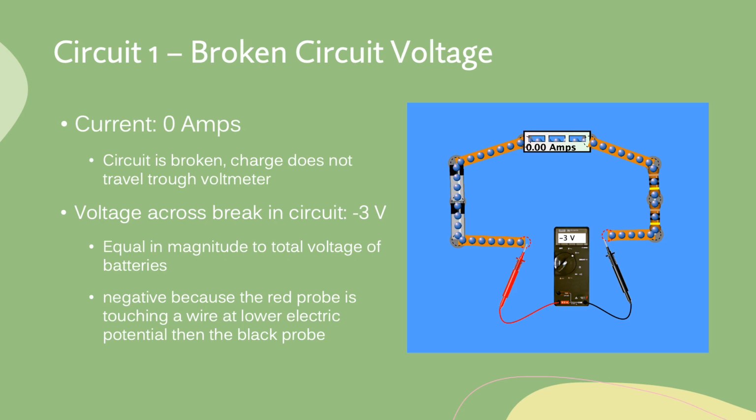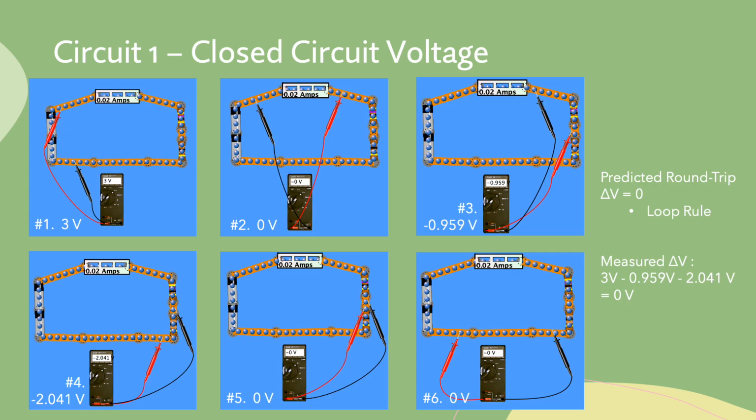The reading is negative because the red probe is touching a wire at lower electric potential than the black probe. Next, the break in the circuit was closed with a wire, and the voltage was measured at different locations in the circuit, as shown in the series of photos. The predicted round-trip value for the potential difference is 0 due to the loop rule. Once the voltages of our circuit were measured, their sum was indeed found to be 0 volts, as seen in the calculations on the right.